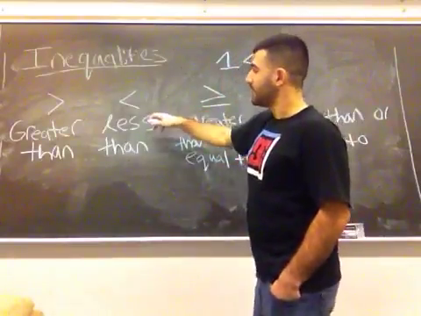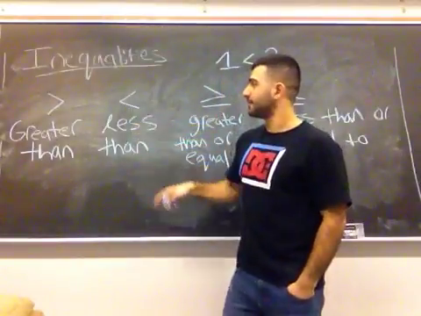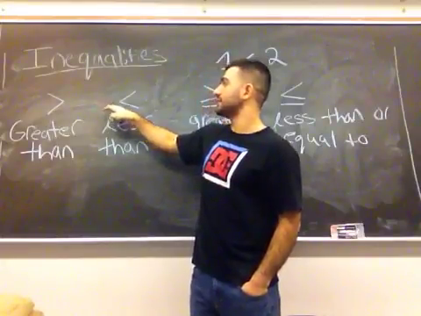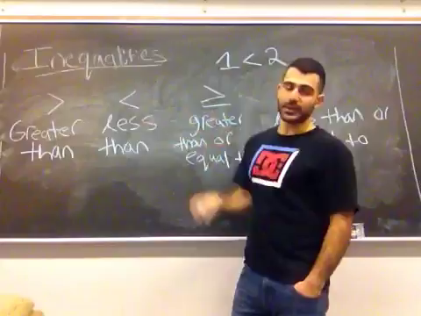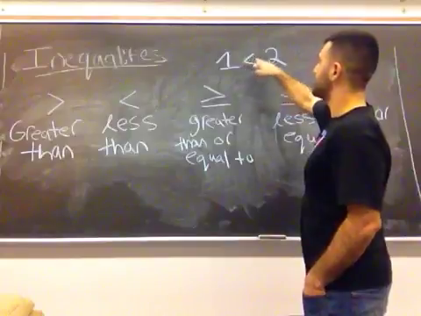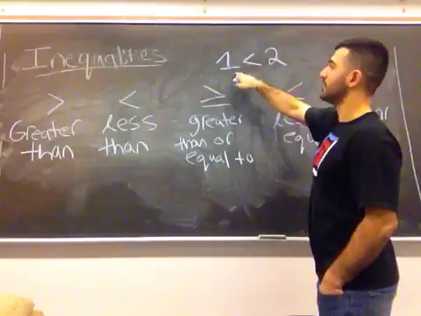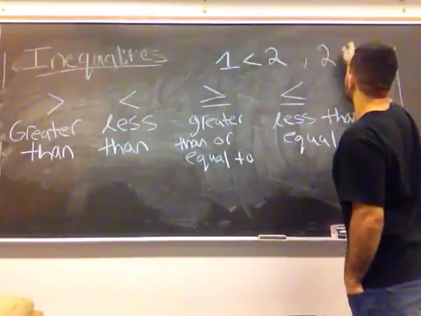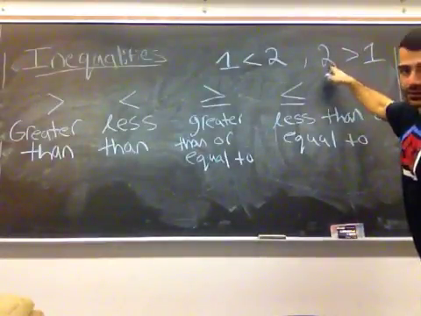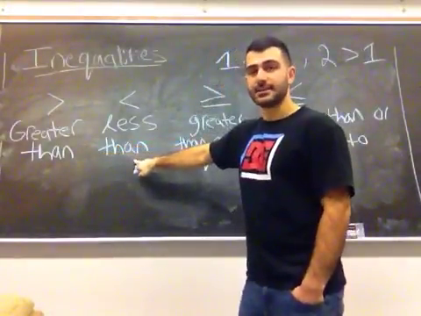Let's talk about this symbol. Again, reading from left to right, we would say less than. This is pointing towards the number which is smaller, and the symbol is opening up towards the side which is larger. So reading from left to right, we have 1 is less than 2. Again, it's starting off by pointing towards the smaller number, whereas in the other one, it first started off by opening up towards the larger number. So greater than, less than.